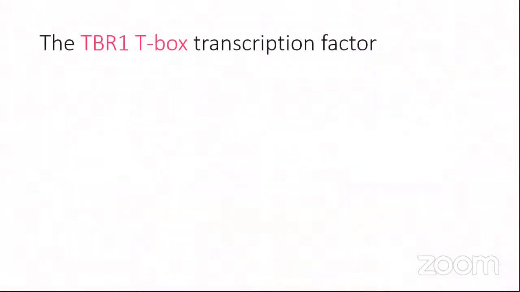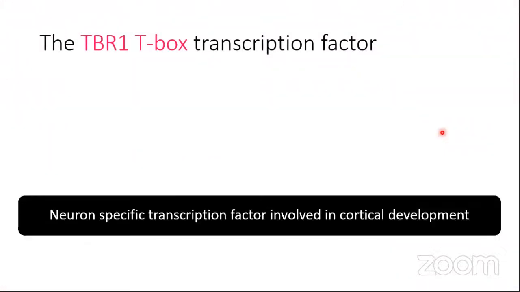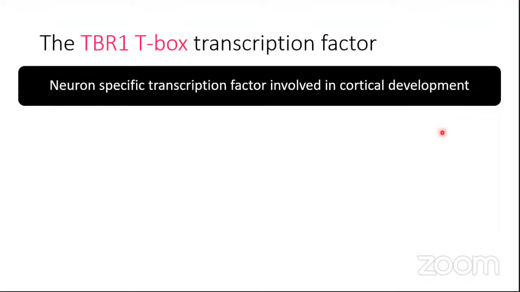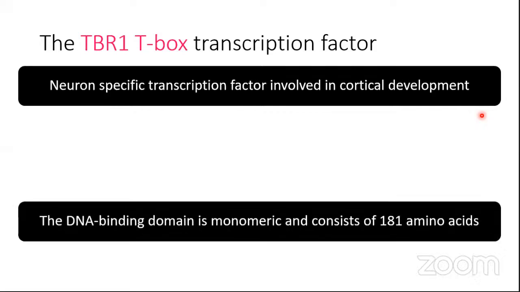Okay, so a little bit of an introduction. The TBR1 T-box is a transcription factor. It is a neuron-specific transcription factor that is involved in brain development, and more particularly cortical development. It is involved in differentiating neurons into their respective cell types within various layers of the developing neocortex.